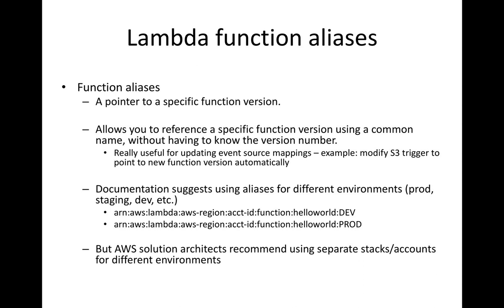The advantage is that if you have other services or functions that are referencing your Lambda function, those functions don't need to specify an exact version number. They can just reference an alias, and then behind the scenes, you can repoint that alias at a specific version. So as you update versions over time, you don't have to go out to all these other services and update the actual version number of the Lambda that those services are pointing to.